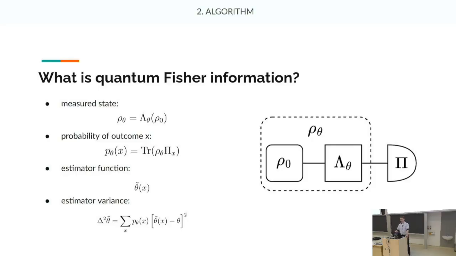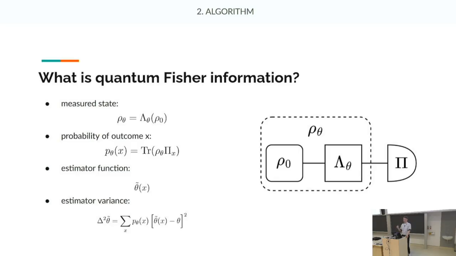Okay, so let's start by defining what quantum Fisher information is. Let's go back to the scenario from the very beginning with just one quantum channel. Notice that after we apply this channel parameterized by theta, the output state also depends on theta. So the probabilities of different outcomes of measurements depend on theta. And what we want to do is to estimate the value of our parameter. To do that, we use an estimator function. And we say that our precision is good when the variance of this estimator function is small.